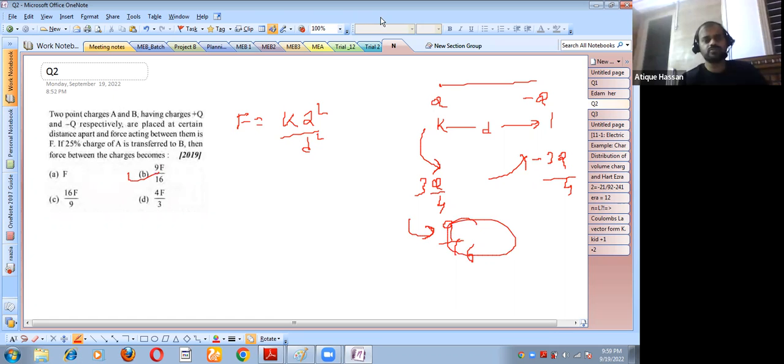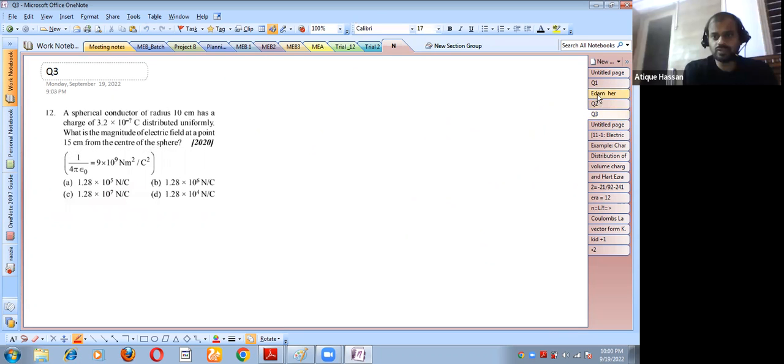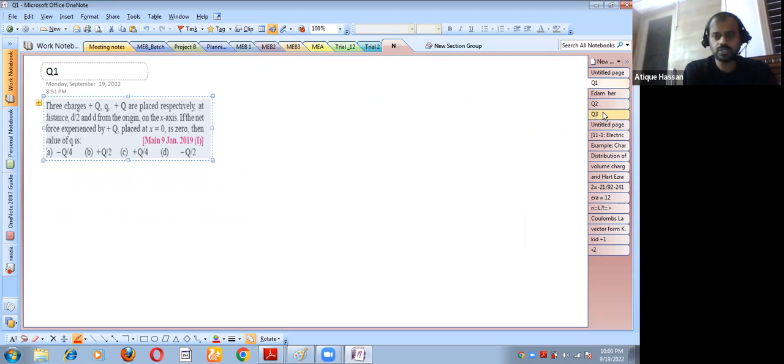Understood it? Very basic question. It has been asked in NEET 2019. Okay, moving to the next questions.